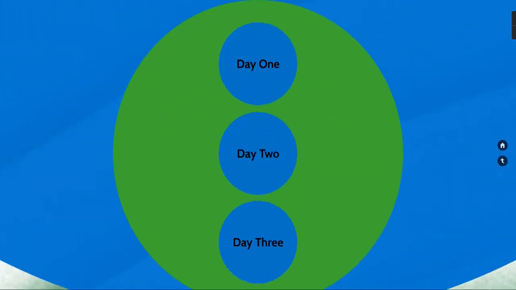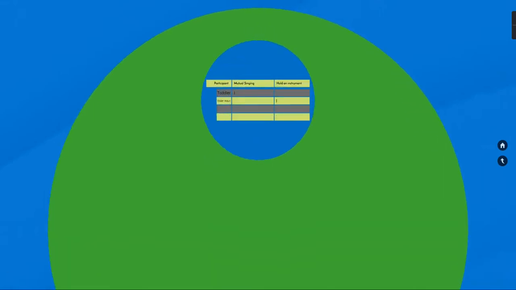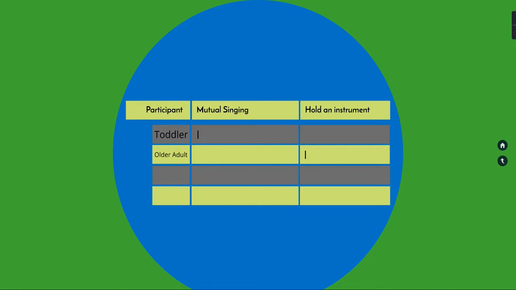Let's go over what it would look like if we did observational evaluation over this program for 3 days. Day 1. Here you'll see I put toddler and older adult in that far left column underneath participant. Then you'll see I put their actions in the following right columns, mutual singing and hold an instrument. And if you go to mutual singing and toddler, you'll see there's 1 tally. That means the toddler attempted to mutually sing with the older adult in this session. Then, if you go to hold an instrument and older adult, you'll see another tally. This means the older adult was observed holding an instrument by the third-party observer during this session.